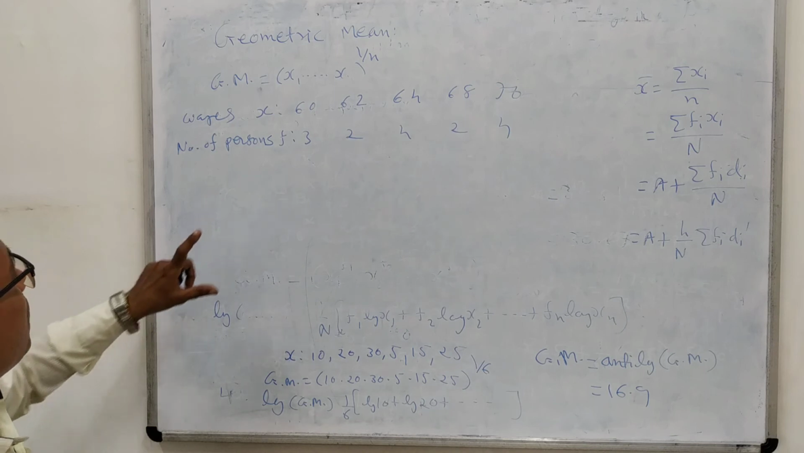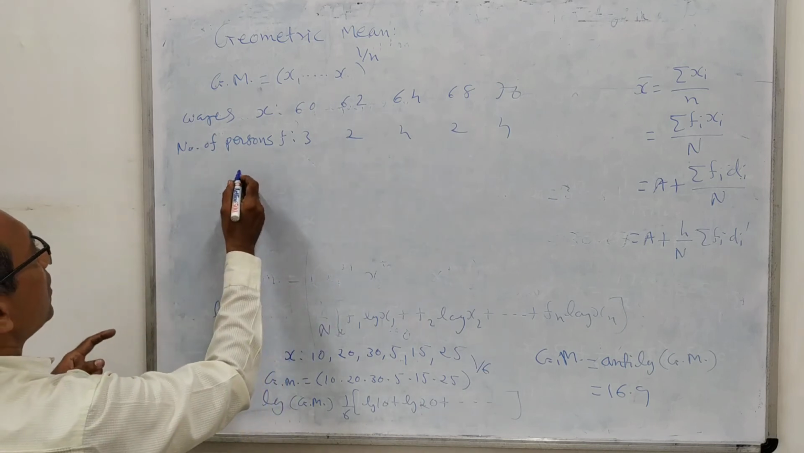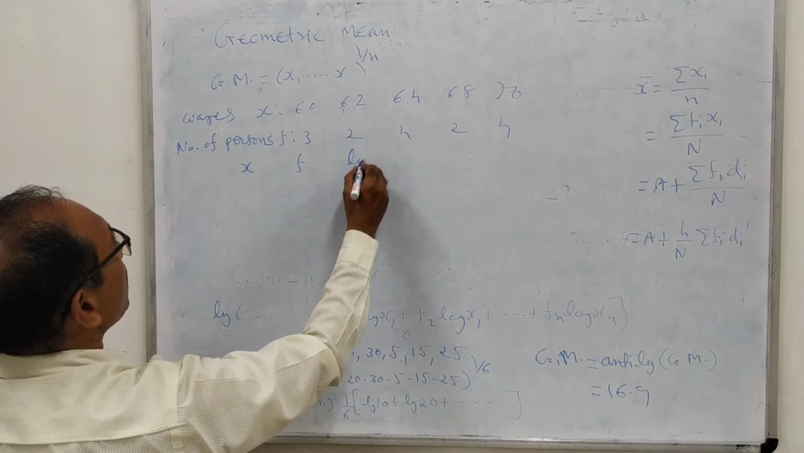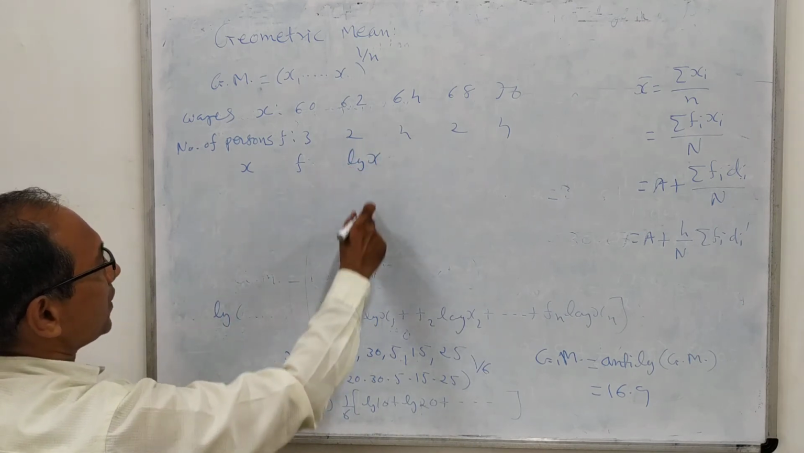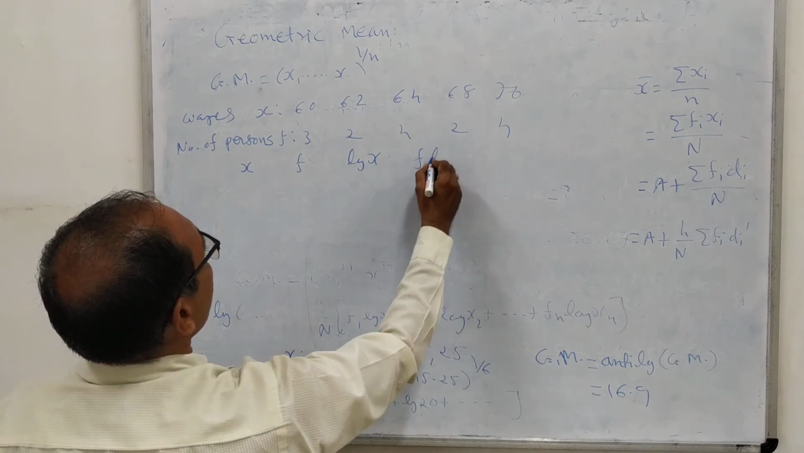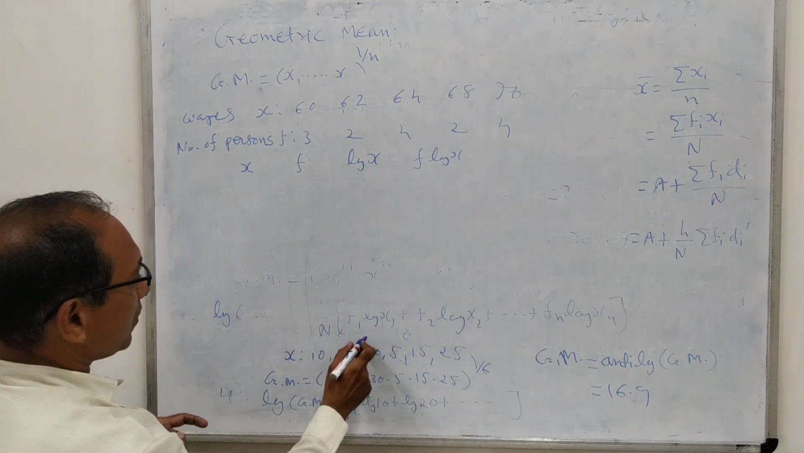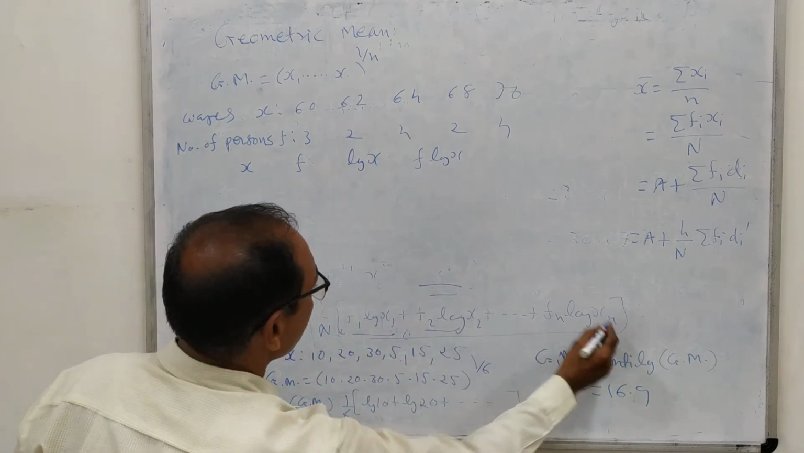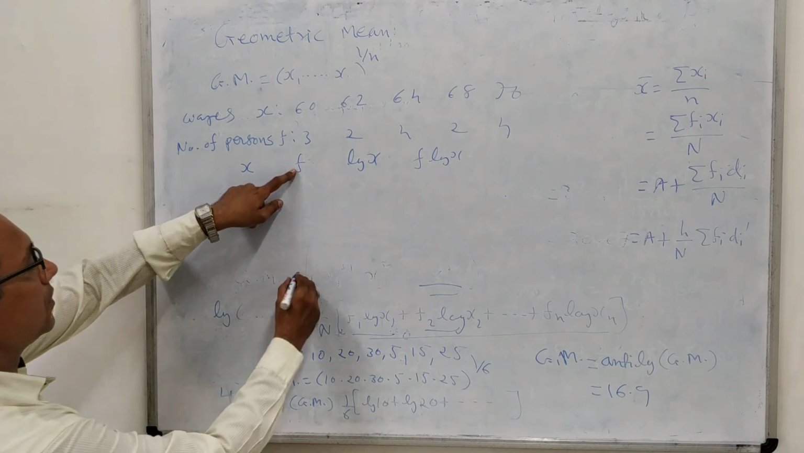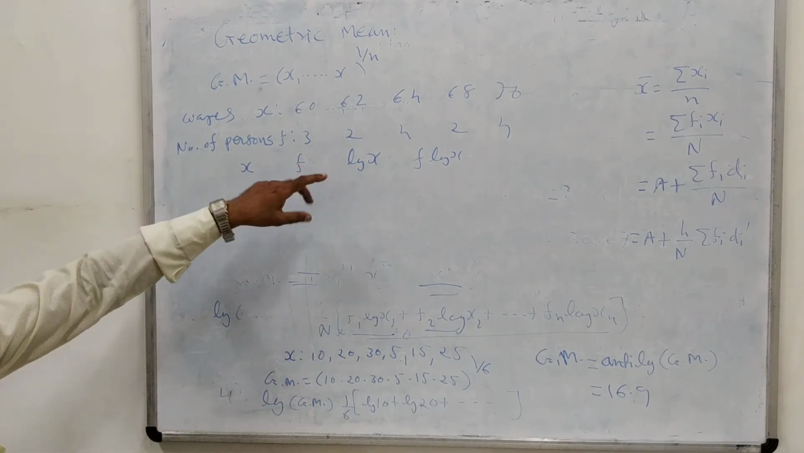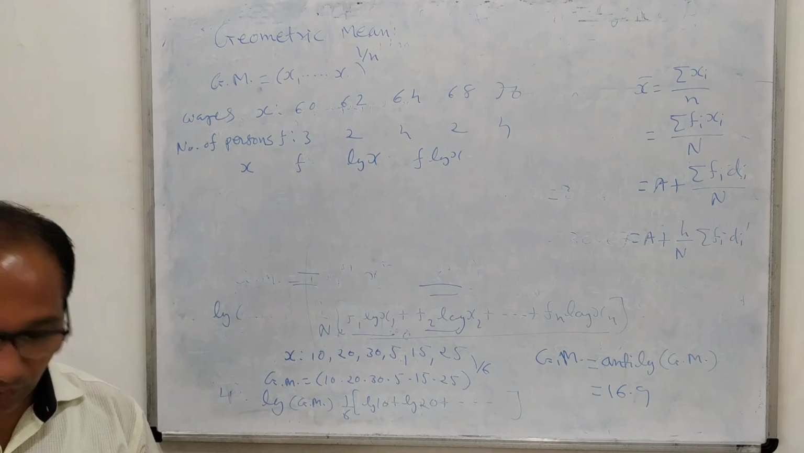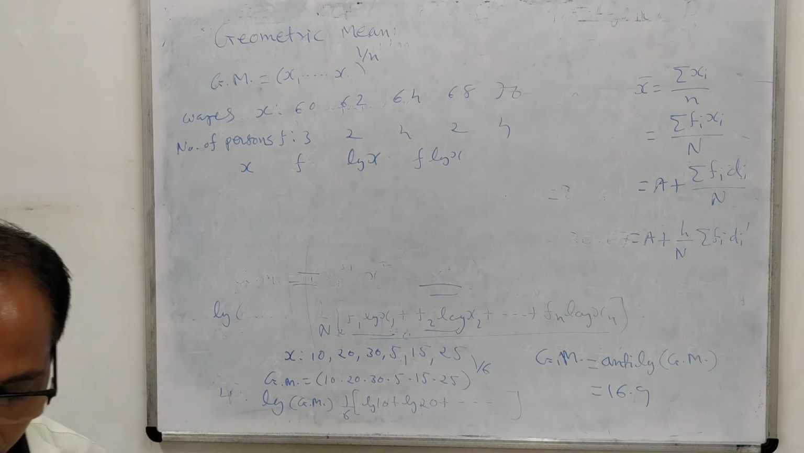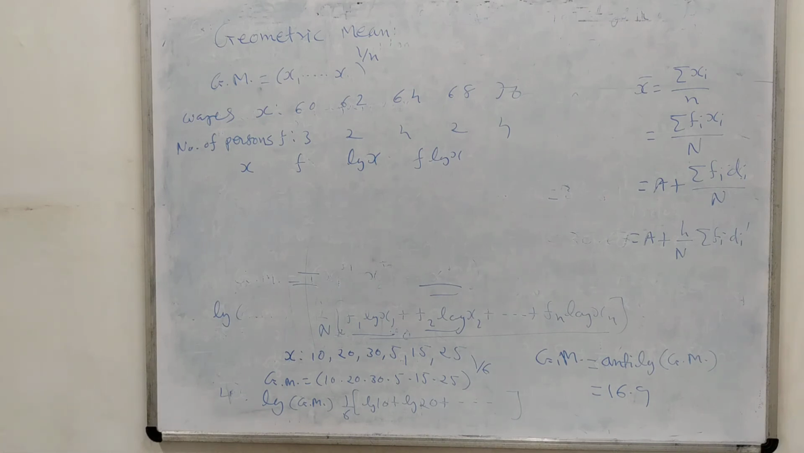Okay, so you can use this formula, x1 raised to f1. Instead of this, you can put the data into a table. It is better, because you will require log of x, that is log of x1, log of x2, log of x3, then f log of x, that means f1 log of x1, because we require this for addition. Finally we will require the total of this, and capital N is the sigma f. So by putting the data into tabular form, you can calculate the values and obtain the answer very easily.